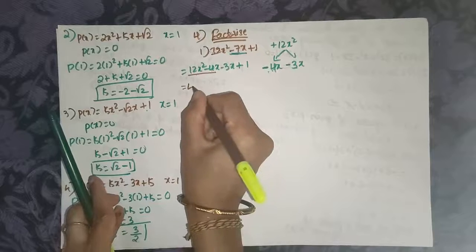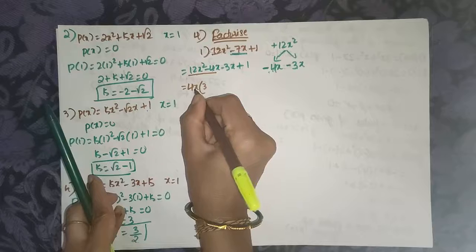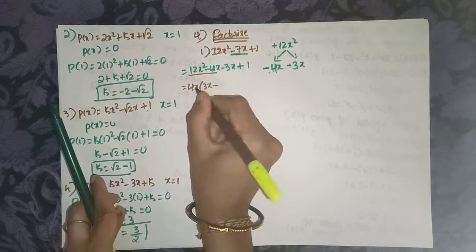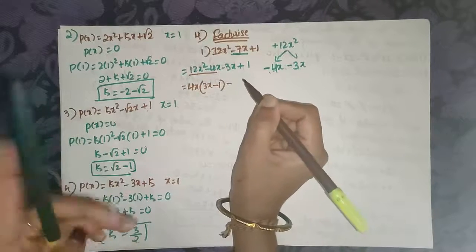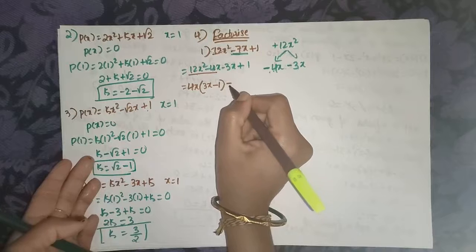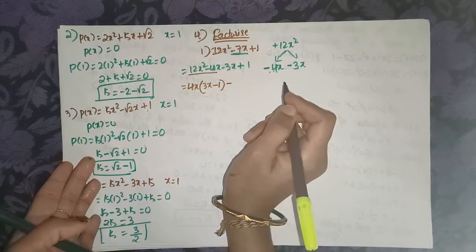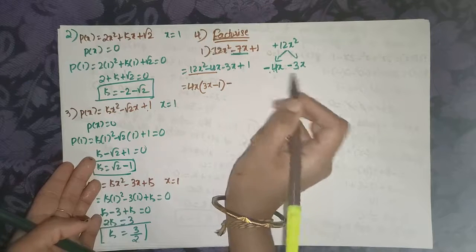Okay, the 4x is common. This is 4 3s are 12. 1x is outside, the other x. Next, 4x is outside. Here nothing is there, which means 1 is there. Next, minus. Here I have taken common minus. If you take minus outside, then the sign inside becomes plus. Otherwise the sign becomes opposite.